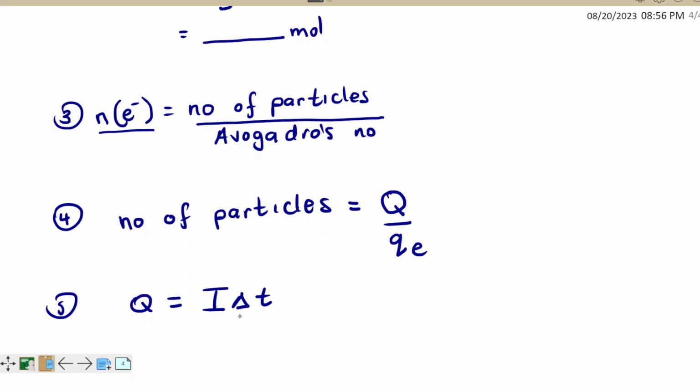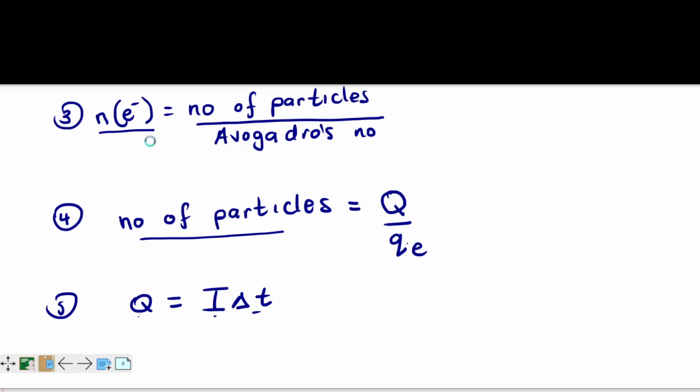So this is what they gave us. They gave us the current and the time, 10 hours. So we know now the current and the time, we can get the Q. After we get the Q, we substitute it here. We divide by 1.6 times 10 to the power negative 19. That will be our number of particles. When we get the number of particles, we substitute it here. We divide by Avogadro's number, which is 6.022 times 10 to the power 23. That would be our number of moles.